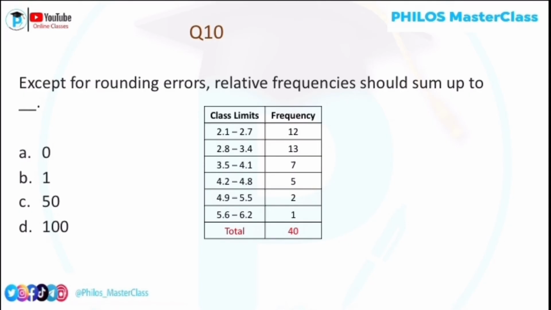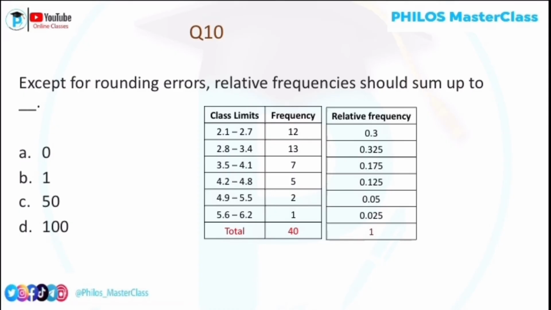So for the first class, that will be 12 over 40. For the second class, that will be 13 over 40. Third class will be 7 over 40. So this is what it will give us. The first one is 0.3, second one is 0.325, and the like. If you add all the relative frequencies together, it is a must to get a 1, if there is no rounding error. So the correct answer to this particular question is B, okay, which is 1. So let's proceed to the next question.